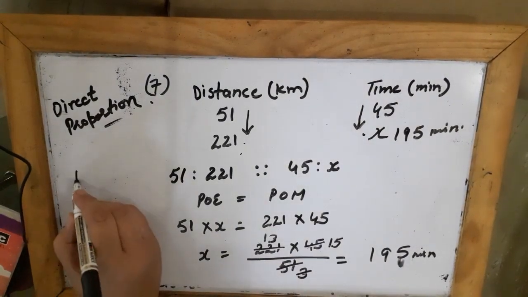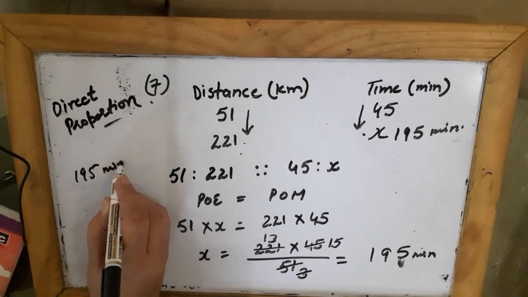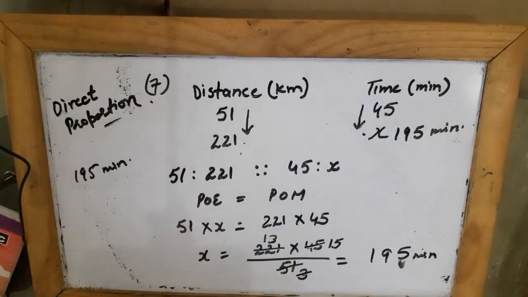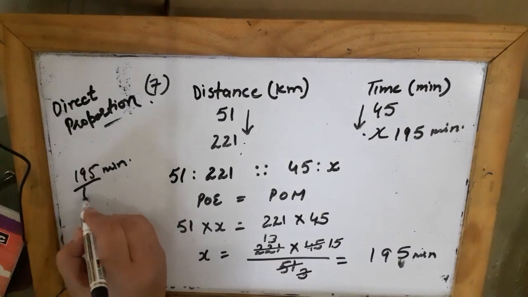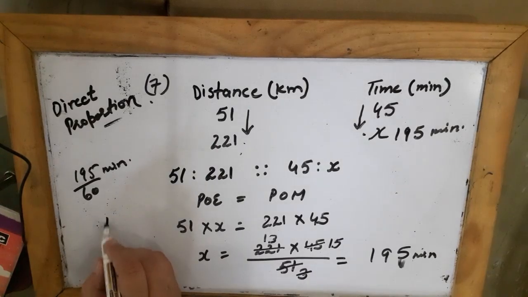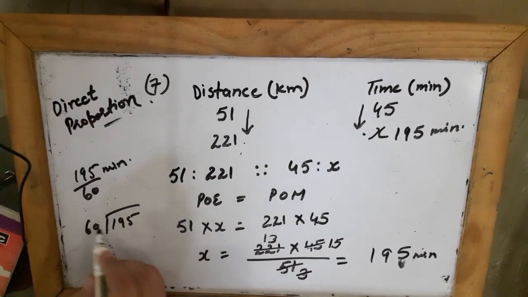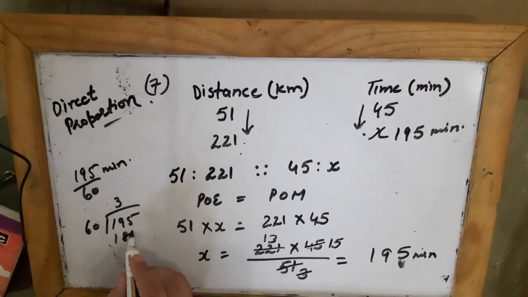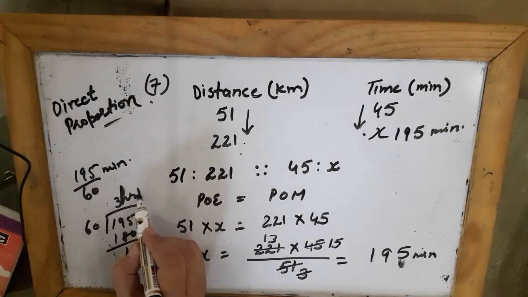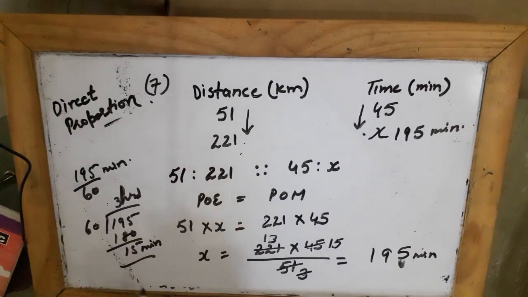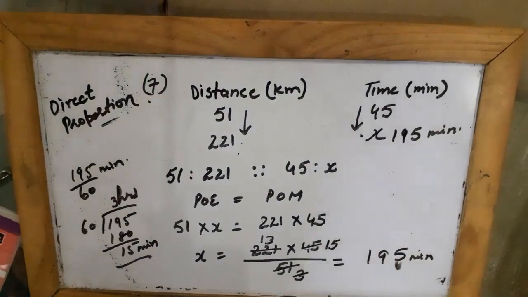Now this 195 minutes you can also convert into hours, right? So to convert minutes into hours, what we do? We divide with 60. Because there are 60 minutes in 1 hour, so if you will divide with 60, it means 3 hours and 15 minutes. It will take how much time? It will take 3 hours and 15 minutes to cover 221 kilometers.